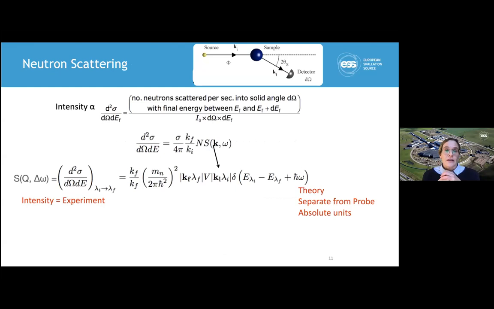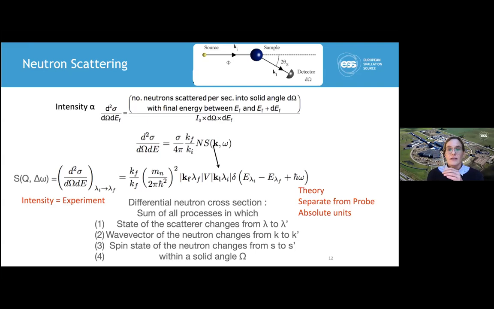Neutron scattering, the intensity that we measure, which is the partial differential scattering function, what we measure is the number of neutrons scattered per second into a solid angle with a final energy between EF and another energy, loss or energy gain, divided, of course, by some normalization factor. And this can be linked to the sum of all the processes.